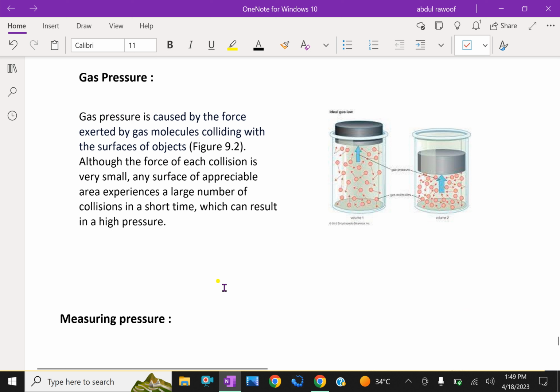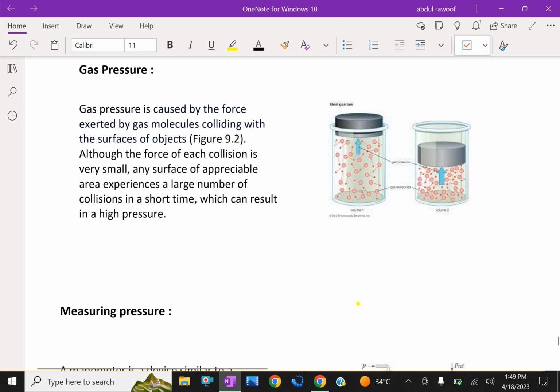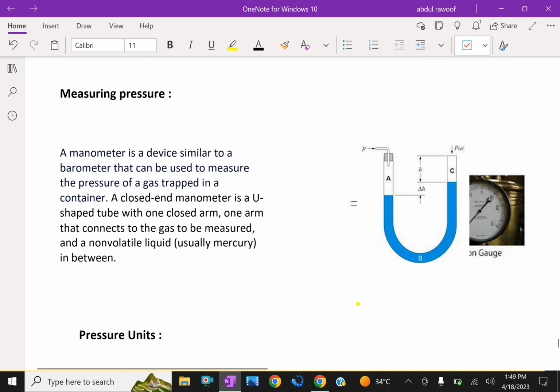Although the force of each collision is very small, any surface of appreciable area experiences a large number of collisions in a short time, which can result in a high pressure. Suppose you compressed the gas, the pressure becomes more. Now, measuring pressure is an important part of the lesson here.